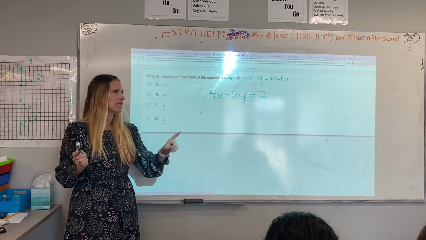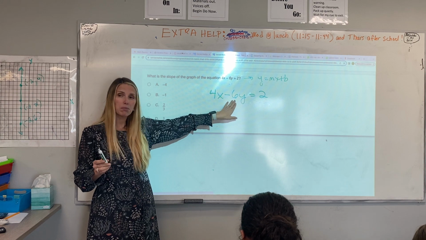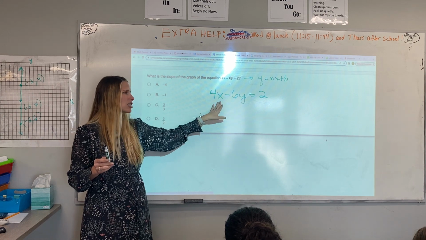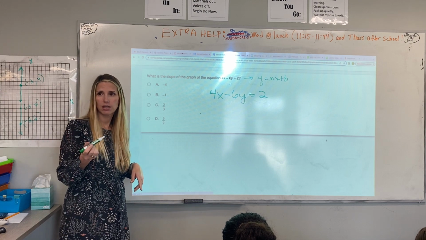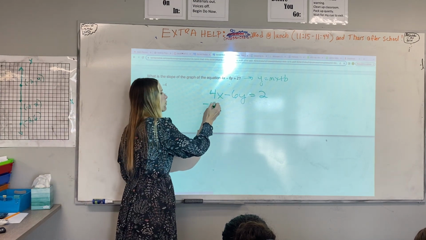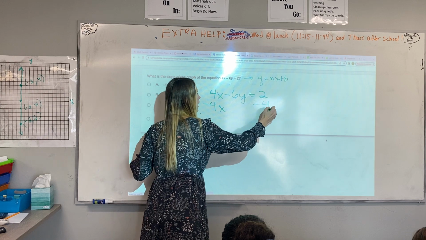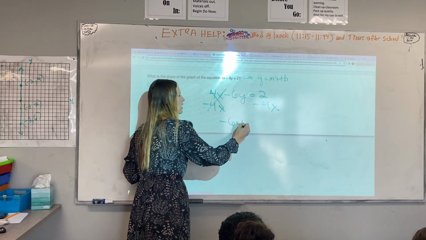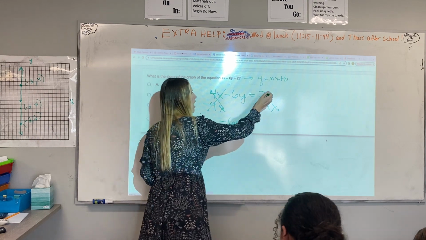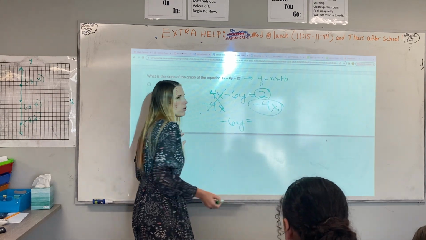Not yet, because even though the y is being multiplied times negative 6, something else is being added to it, and we have to go backwards order of operations. Minus 4x on both sides. Now pay close attention to this. Cancels out and we get negative 6y equals, I have a positive 2 and then negative 4x.